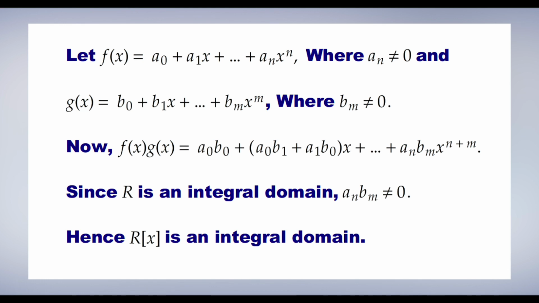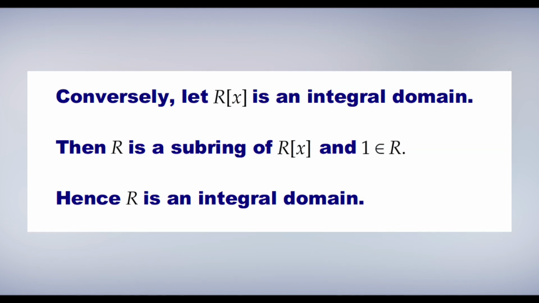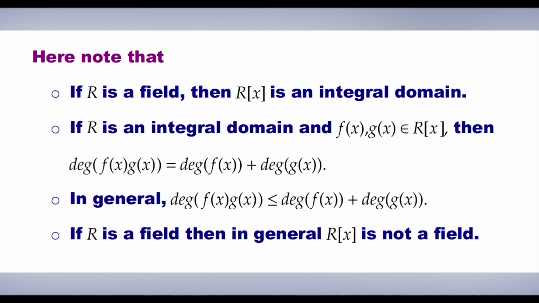Now, f(x)g(x) = a0 b0 + (a0 b1 + a1 b0)x + ... + an bm x^(n+m). Since R is an integral domain, an bm is not equal to 0. Hence, R[x] is an integral domain. Conversely, let R[x] be an integral domain. Then R is a subring of R[x] and 1 belongs to R. Hence, R is an integral domain.